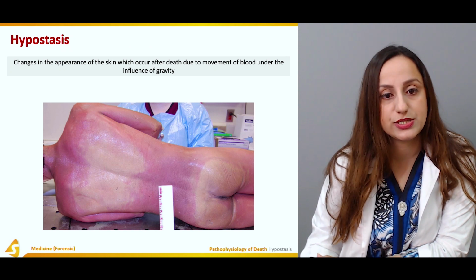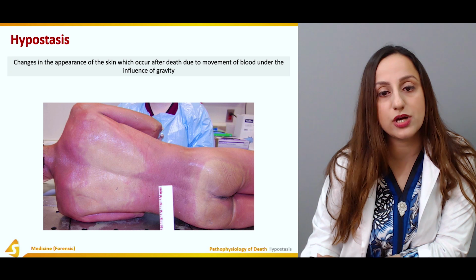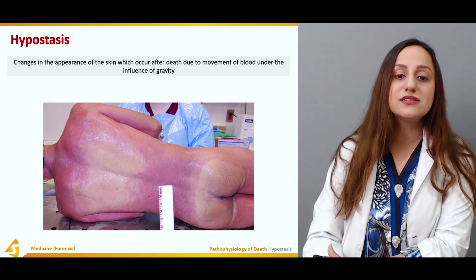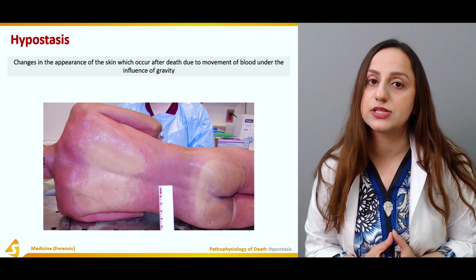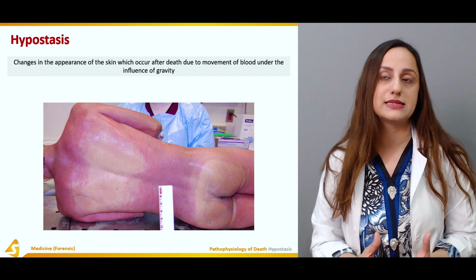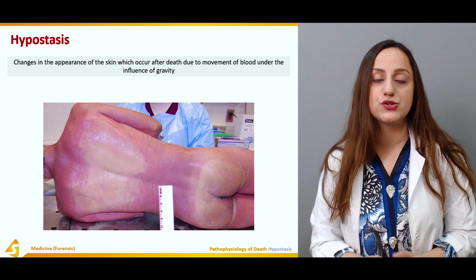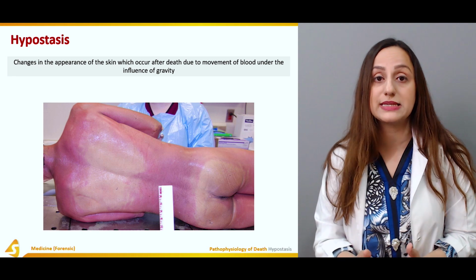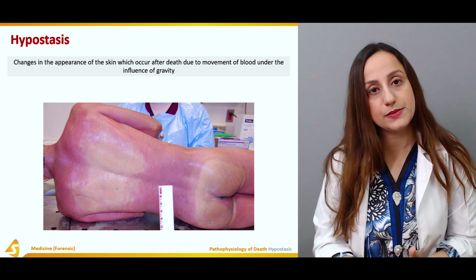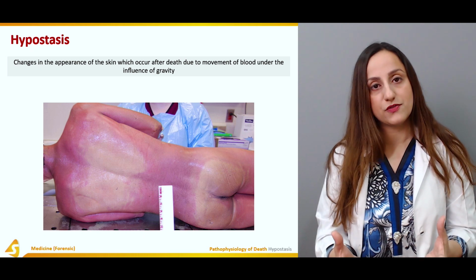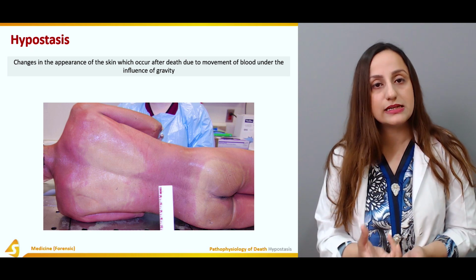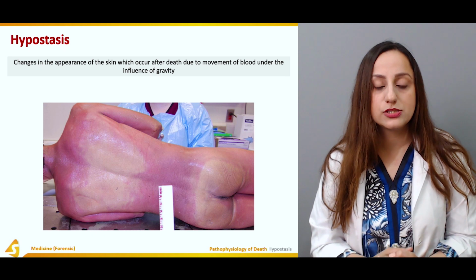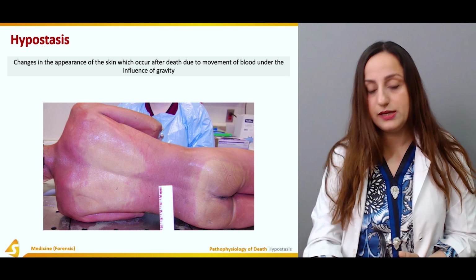So the changes of the hypostasis. Now, the changes in the appearance of the skin which occur after death are due to the movement of the blood under the influence of gravity. So it is due to the gravitational forces that all these changes occur in the dead body. It was a misconception previously that all of these changes occur due to the coagulation of the blood, which is not the underlying cause of the appearance of the hypostasis. The underlying cause is basically the gravitational forces that come into action. As the blood vessels loosen up after death, the blood becomes stagnant in the vessels, and so it gives a characteristic staining to the skin. So that is basically the whole definition of the hypostasis.